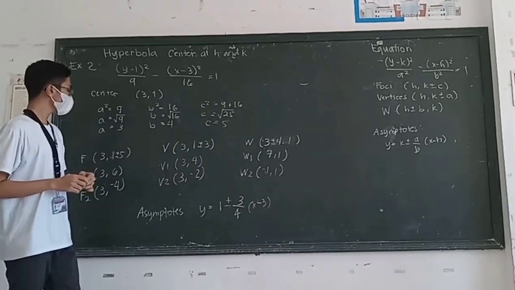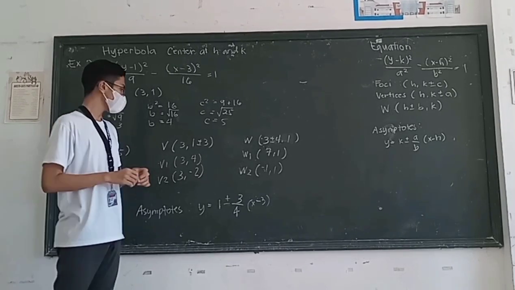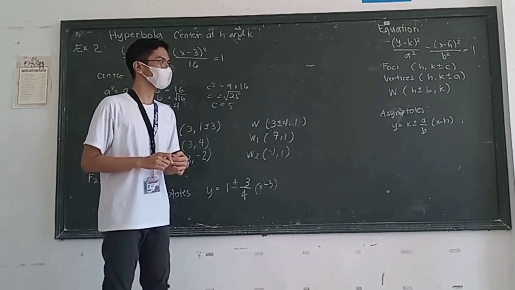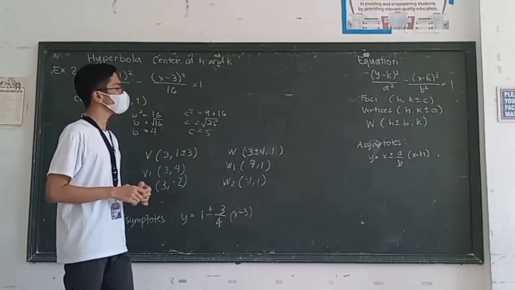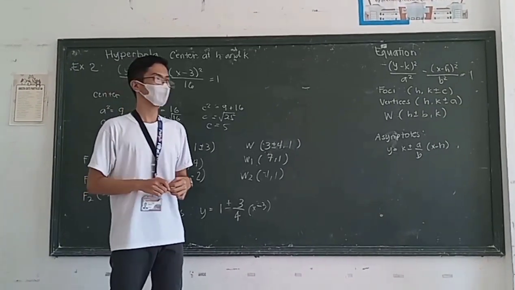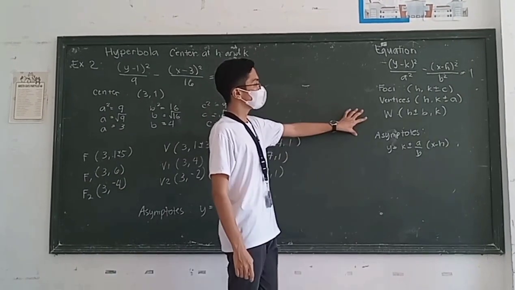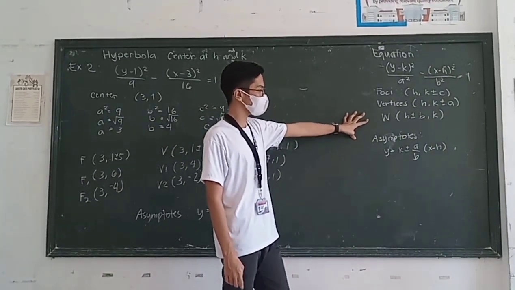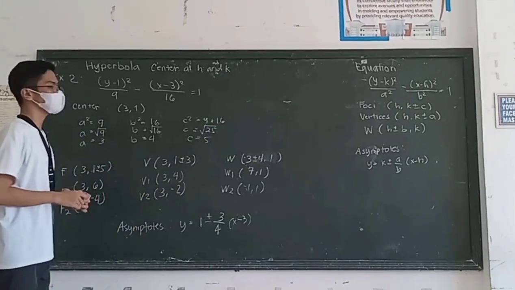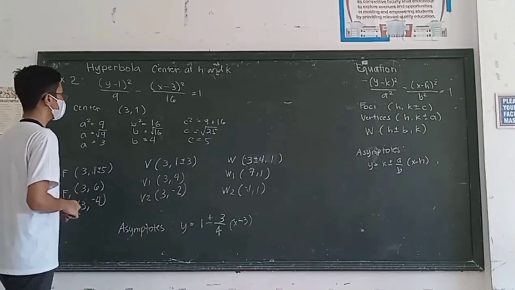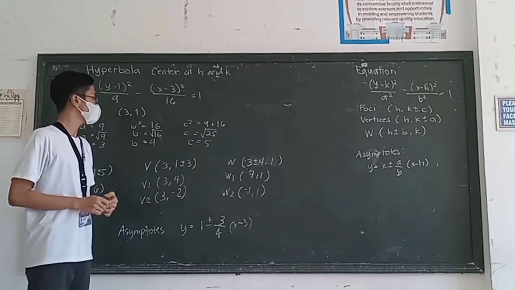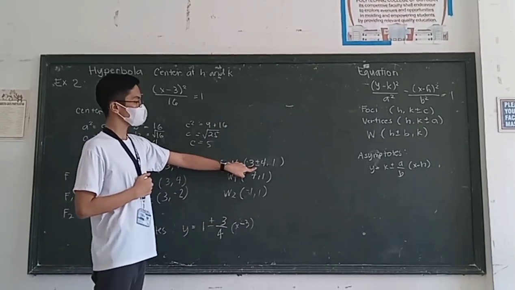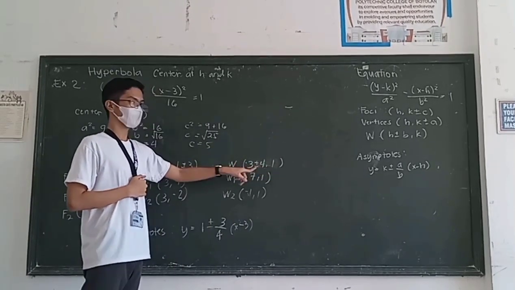After we determine the coordinates of foci and vertices, now let us proceed in finding the co-vertices of the equation. In finding the co-vertices of the equation, we need to follow this: co-vertices is equal to (h plus and minus b, k). Now, we need to substitute the value of b into the center, which is (3, 1). So the co-vertices is equal to (3 plus and minus 4, 1).